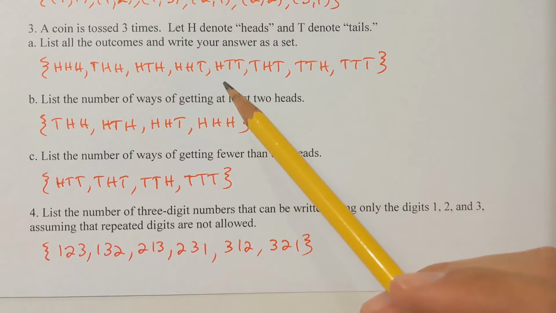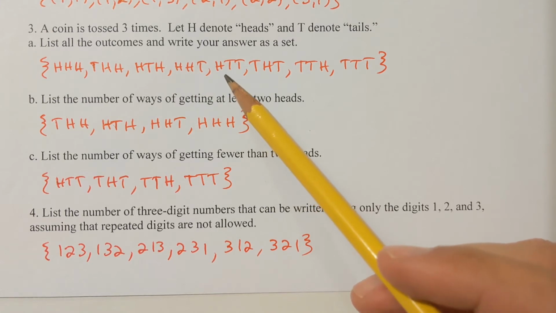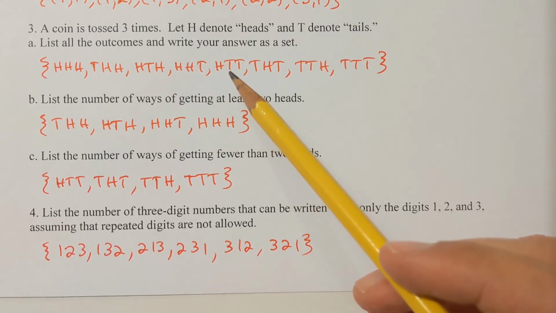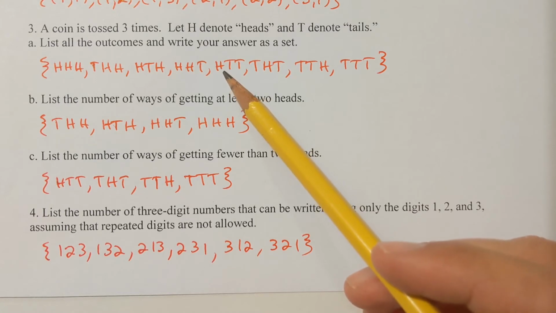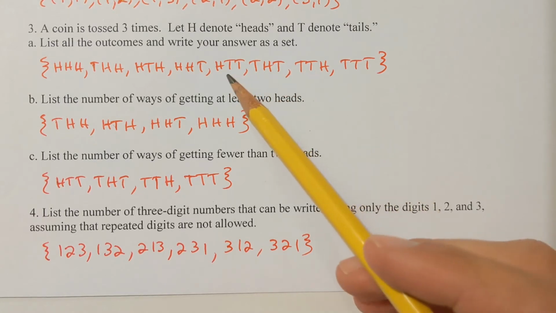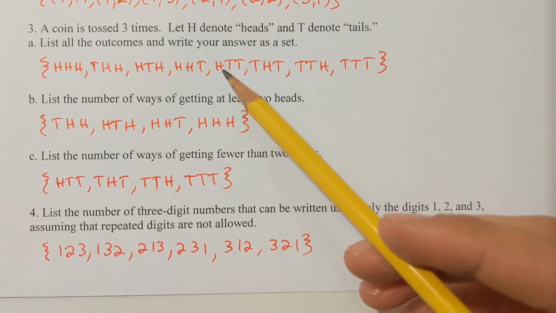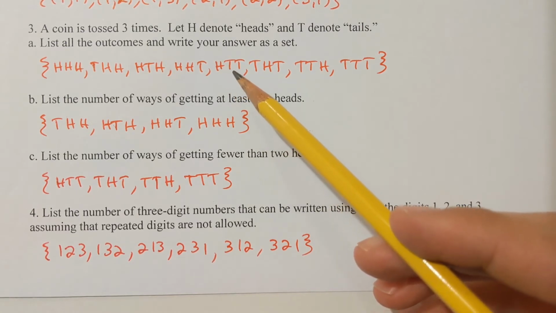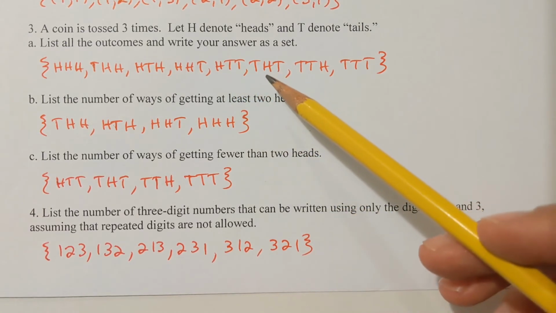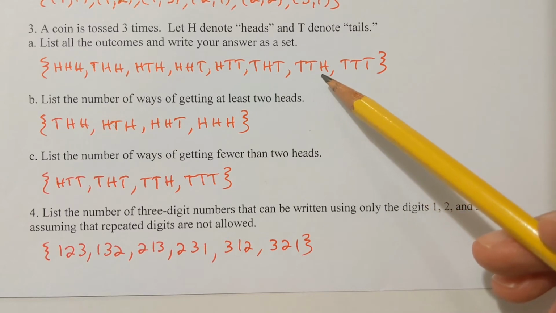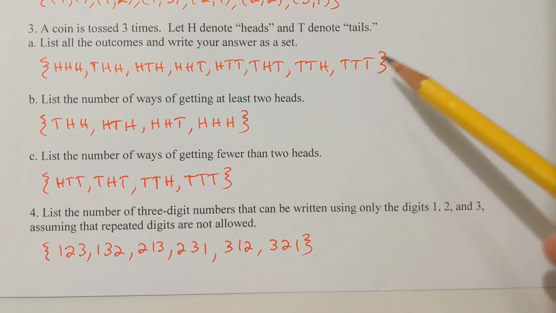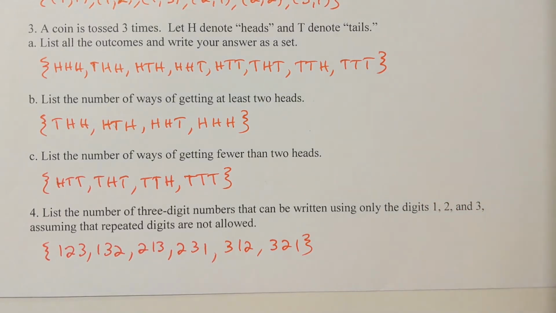Or you could have only one of the flips being heads, the other 2 would be tails. The one heads can come either first, second, or third. Okay, so there's going to be 3 more elements that I'll need to list here. Could go heads, tails, tails, tails, heads, tails, or tails, tails, heads. Or, of course, all the flips could be tails. Okay, and so I close up the set.